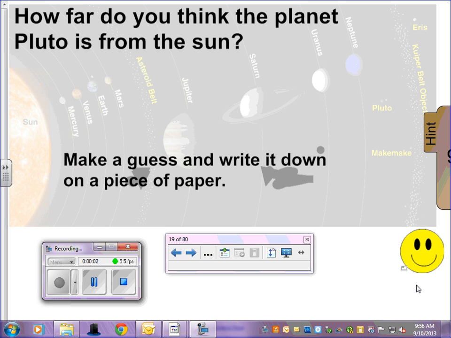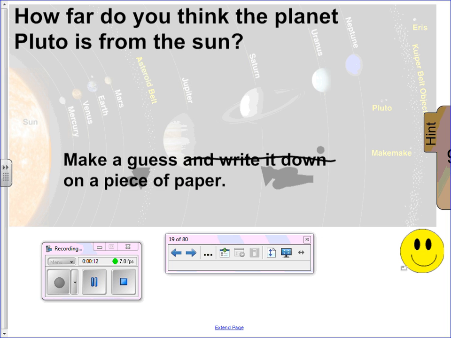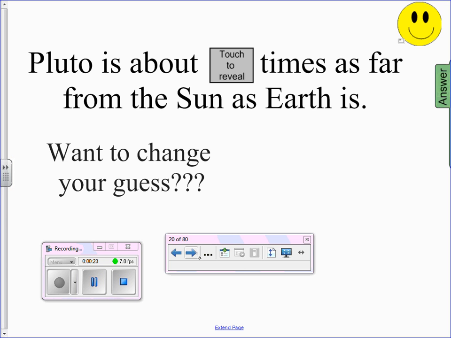Alright, so we're going to start with thinking about how far do you think the planet Pluto is from the Sun? And I want you to make a guess. You don't really have to write it down on a piece of paper since we're not in class, but just make a guess and keep it in your head.